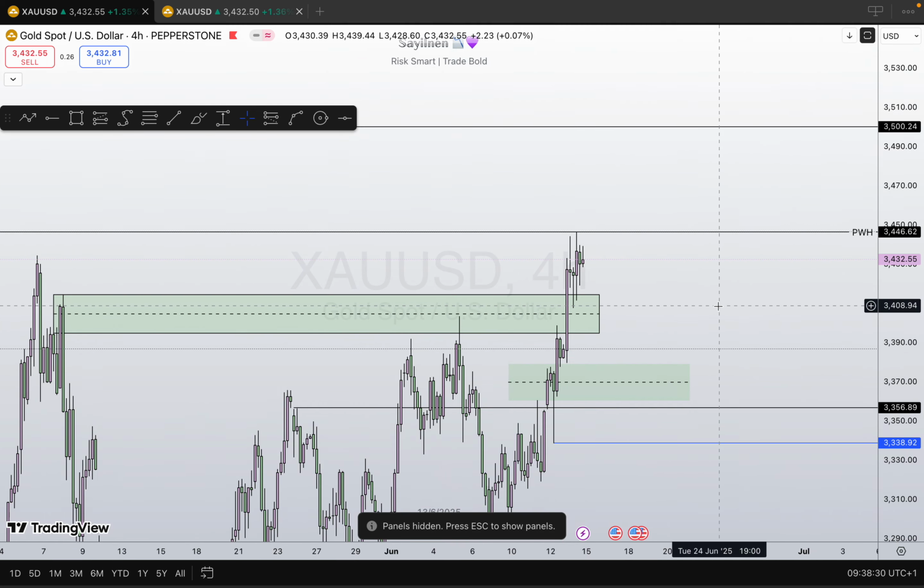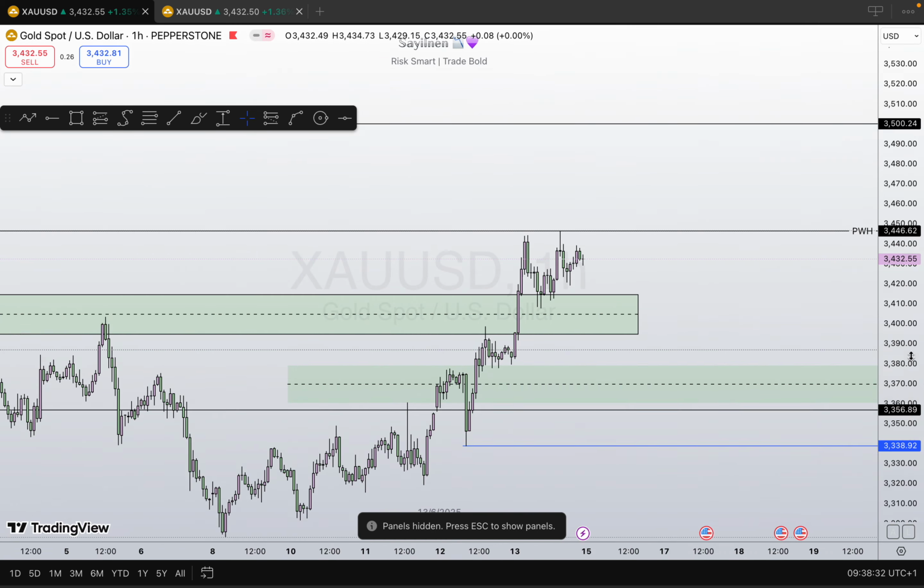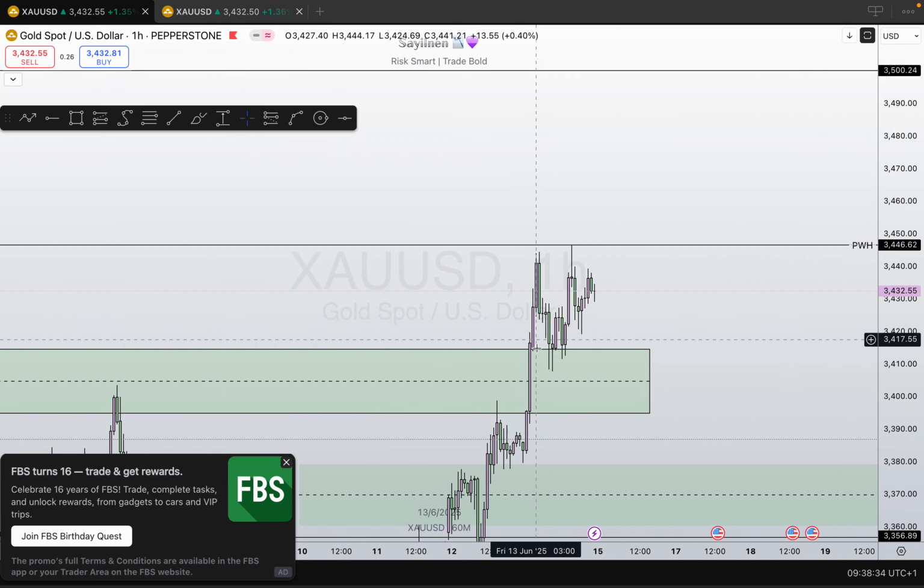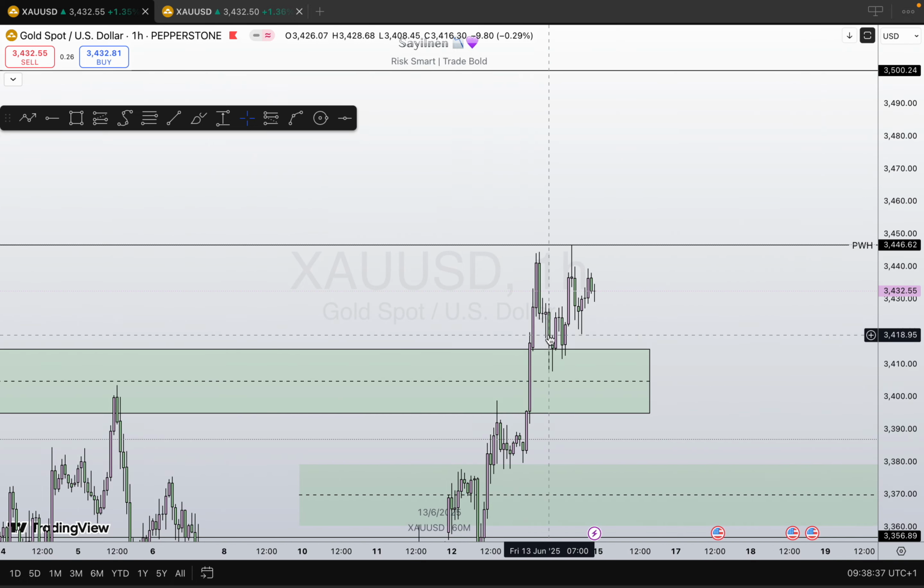So if we should go down a bit lower to the 1 hour time frame now, on the 1 hour time frame, I called this trade on my community channel.